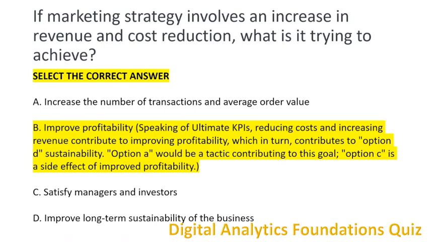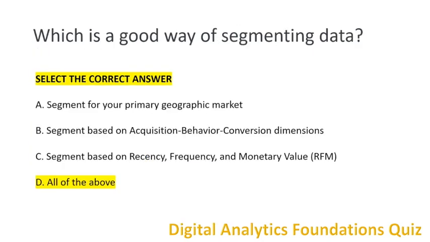Speaking of ultimate KPIs, reducing costs and increasing revenue contribute to improving profitability, which in turn contributes to option D, sustainability. Option A would be a tactic contributing to this goal. Option C is a side effect of improved profitability. Which is a good way of segmenting data? All of the above. A. Segment for your primary geographic market. B. Segment based on acquisition behavior conversion dimensions. C. Segment based on recency, frequency, and monetary value, RFM.